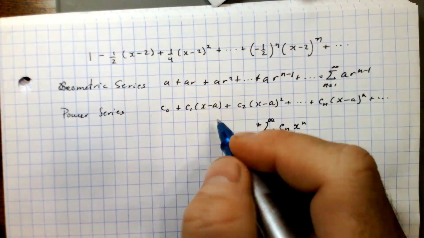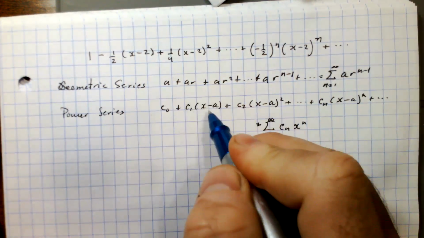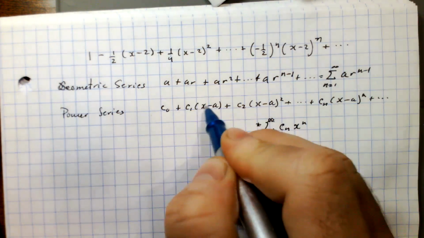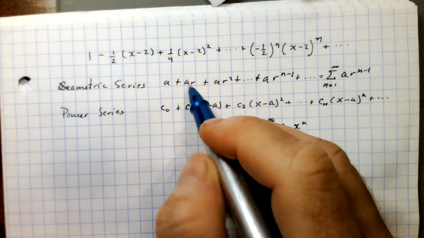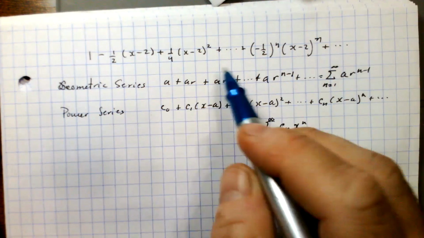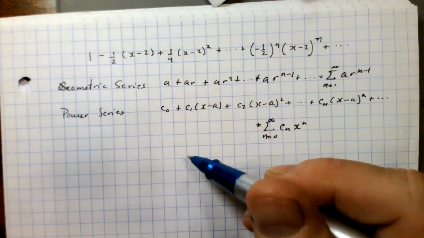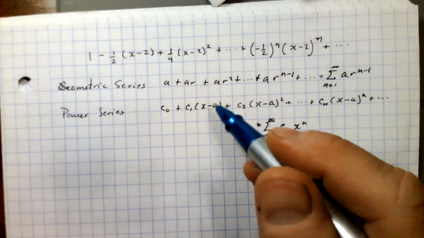on the powers of x, you can see that the r here, if r is equal to this x minus a thing, and the c0, c1, c2 have some relationship with a constant multiple, then these two series are equivalent, okay?